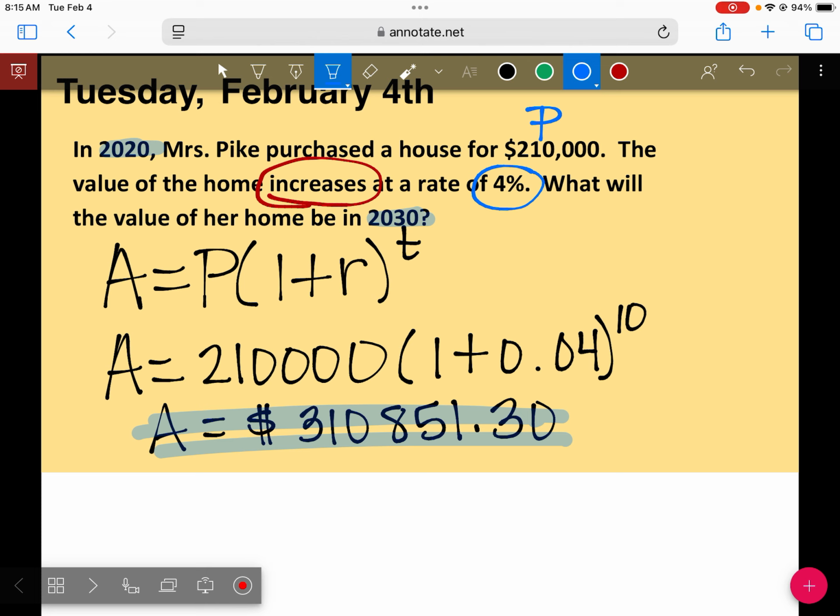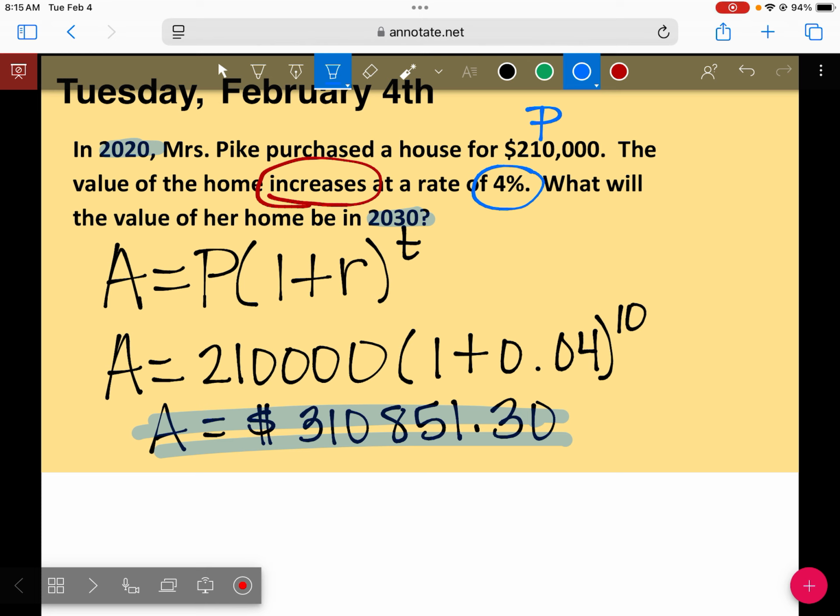Jaden, yeah, put your calculator away. So, put it under your desk. Don't get this calculator. Okay, who got that answer?